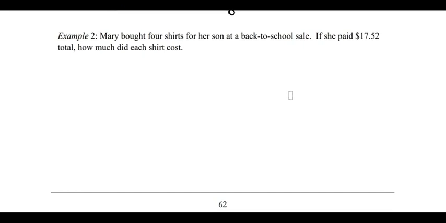Mary bought 4 shirts for her son at a back-to-school sale. If she paid $17.52 total, how much did each shirt cost? So she bought 4 of them, so the total for 4 was $17.52. We need to find the cost of 1. We're going to take the $17.52 and divide by 4.